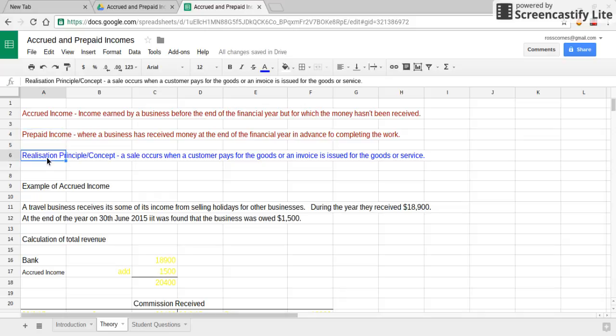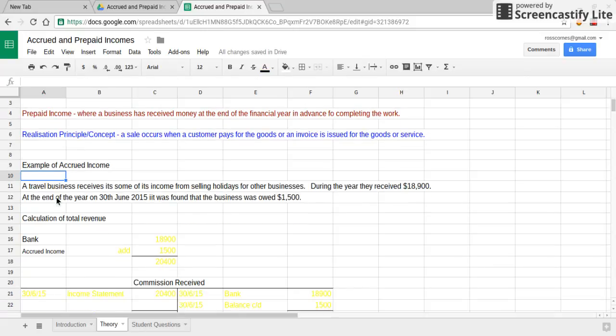And a concept that's slightly involved here is the realisation principle or concept. Old terminology is concept, it's now called a principle. And that is that a sale occurs when a customer pays for the goods or an invoice is issued for the goods or service.